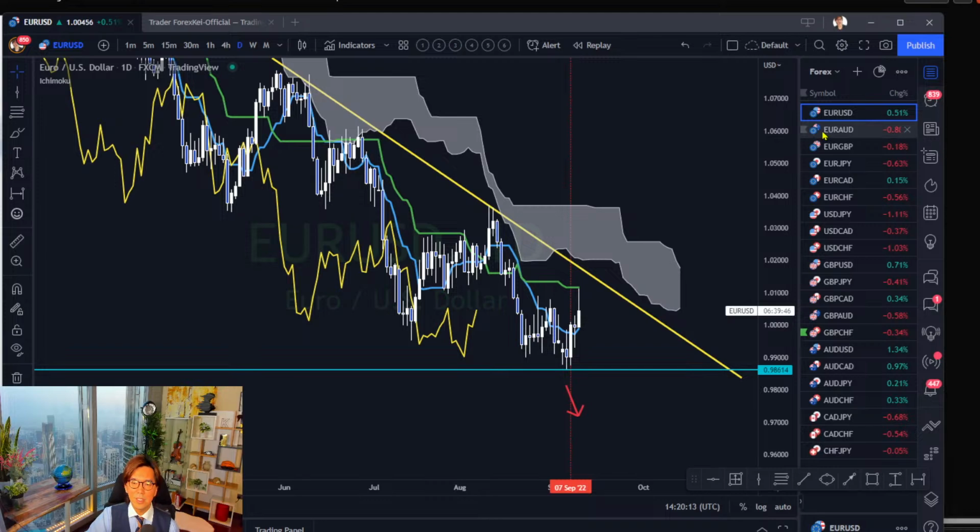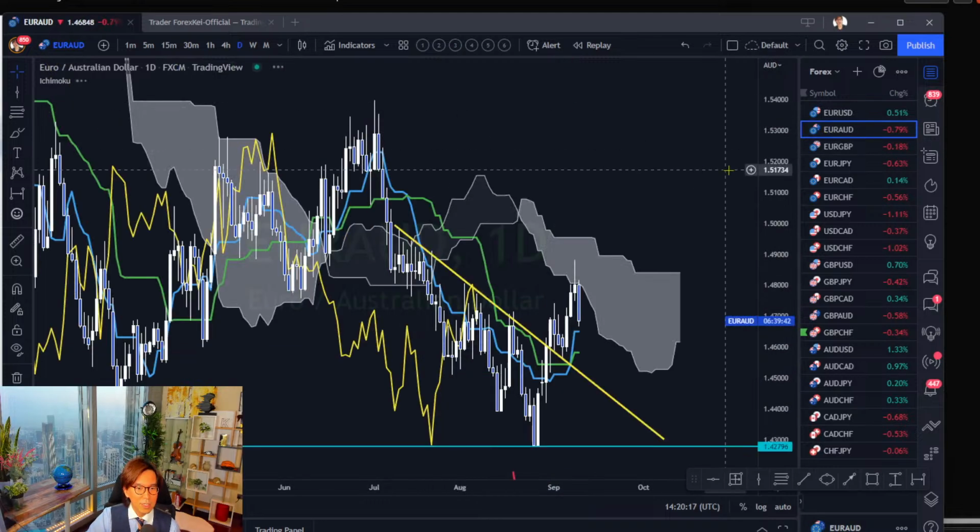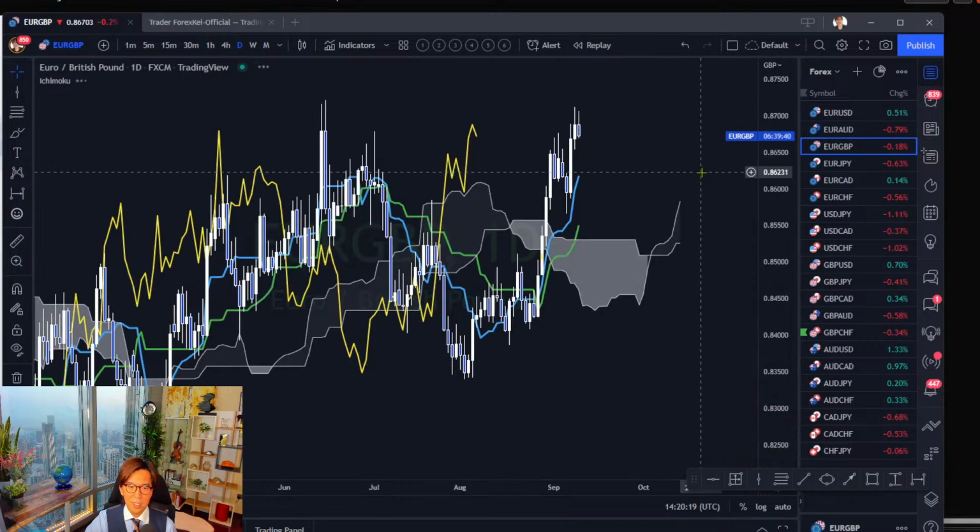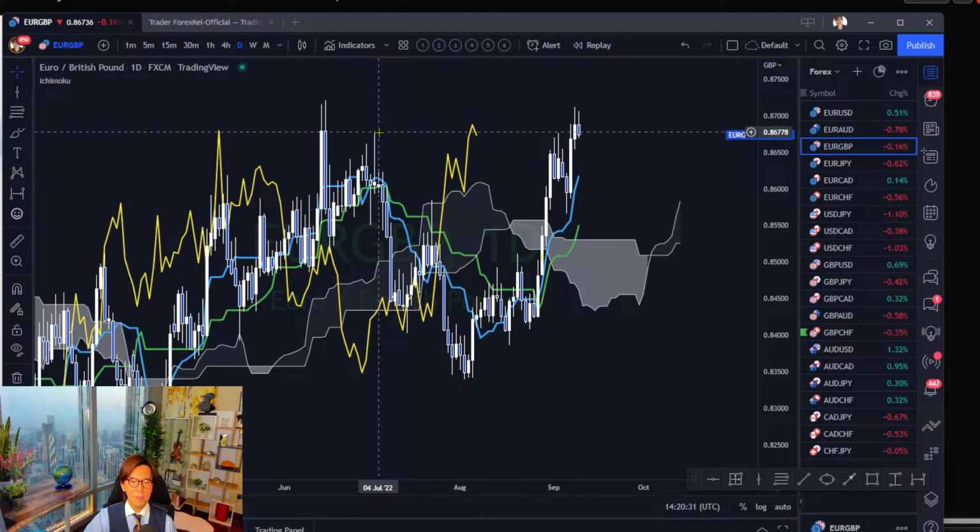Okay, so next one, let's see some other pairs that are trending nicely. Euro Pound broke the Kumo, and after breaking the Kumo, it shows N wave bullish, and it looks like it broke the resistance level of 0.8677, and now it's resisted by the swing high around 0.8720.